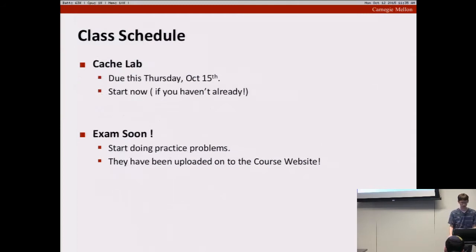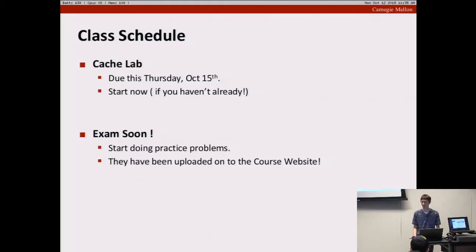Cache lab is due Thursday, so hopefully you have at least started it, looked at it. If not, you should start it now because it is due very soon. And also we have an exam coming up. After cache lab, you will not have another homework or lab due until after your exam, but you should start studying for the exam as soon as possible.